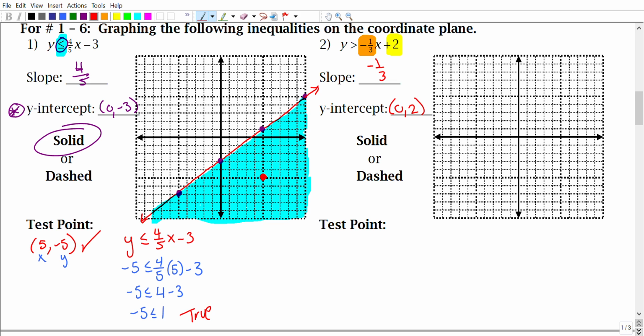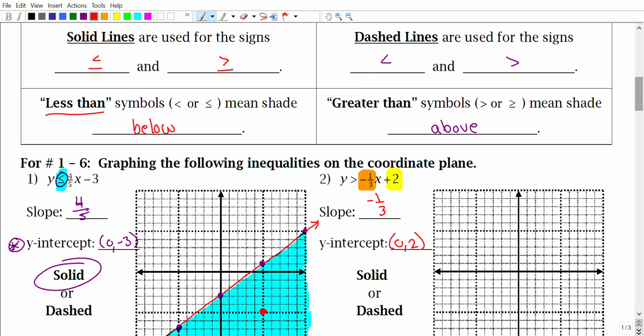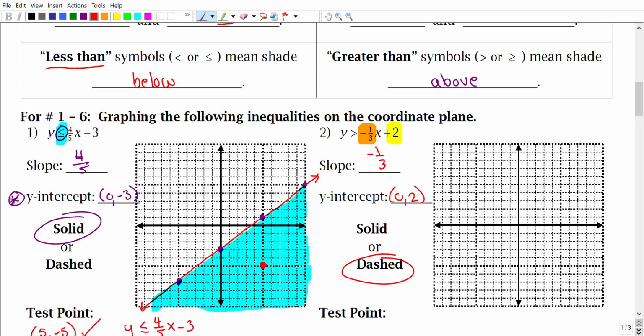All right, now let's think about it. Is it a solid or a dashed line? Well, let's see. It's a greater than symbol, and where do you see a greater than symbol on solid or dashed? It's right here, which means we have to do a dashed line. Remember, guys, anything that doesn't have an equal to sign underneath it is going to be dashed. If it does have an equal to sign underneath it, then it's going to be solid. So this is going to be a dashed line.